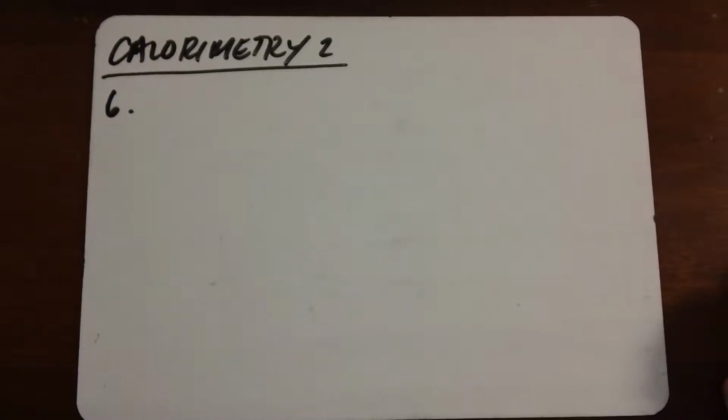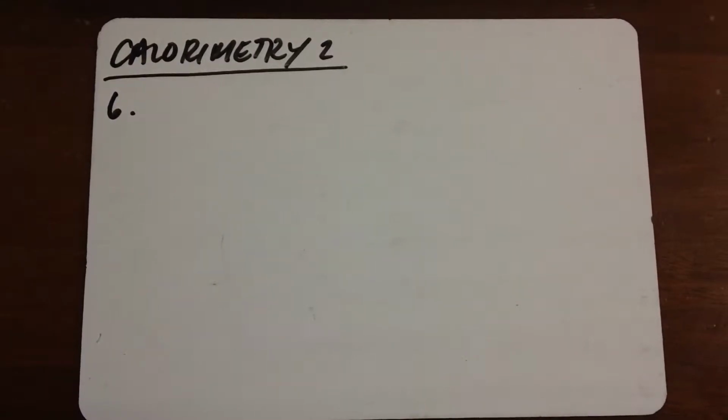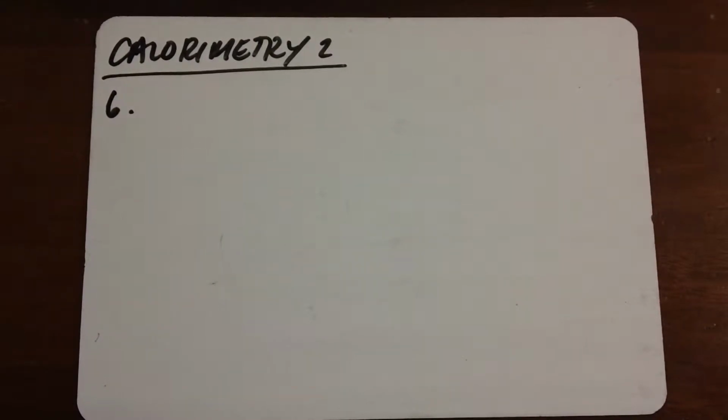Right, question 6. This is where it gets a bit different and a bit more difficult. What it's saying is that 50 ml of 1 mole per decimeter cubed nitric acid was added to 20 ml of a 1 mole per decimeter cubed barium hydroxide solution. The temperature rose by 7.9 degrees C. Calculate the enthalpy of neutralization. And this time it says do it per mole of nitric acid reacting.